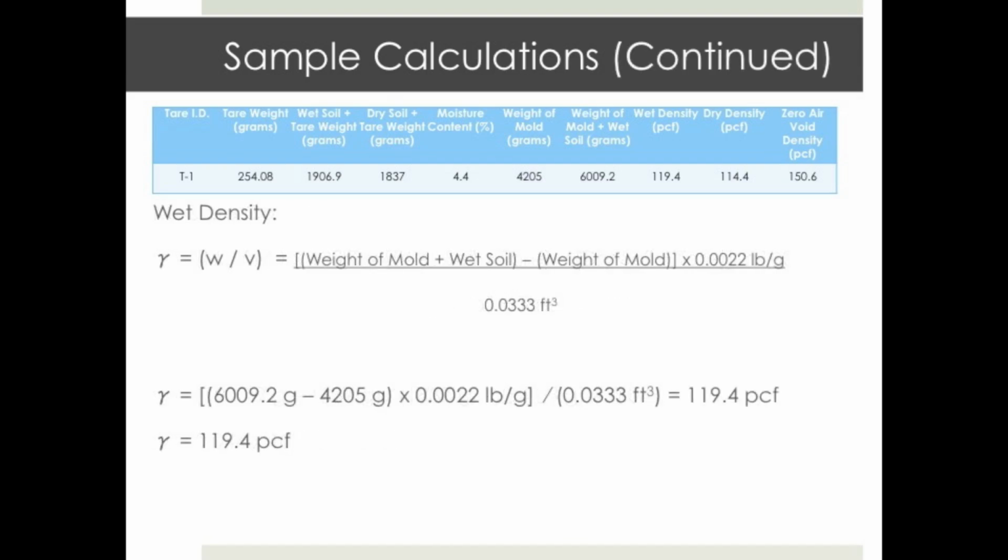Next, we will calculate the wet density. With the known volume of our mold, we divide the wet weight of the compacted soil by the known volume. Multiply this by a conversion factor so that our final units are in pounds per cubic foot. After performing these calculations, our wet density came out to 119.4 pounds per cubic foot for the first subspecimen.